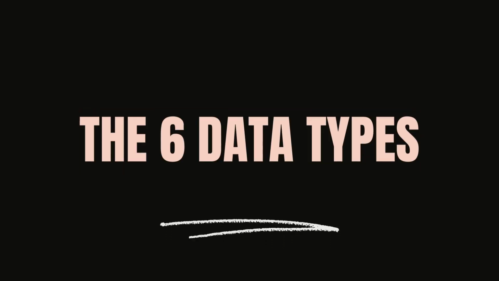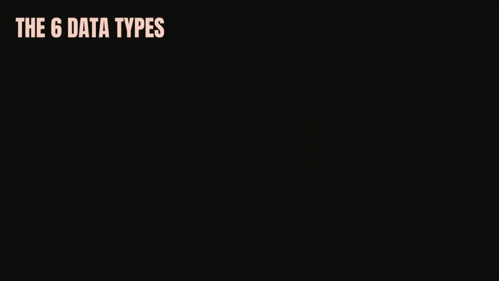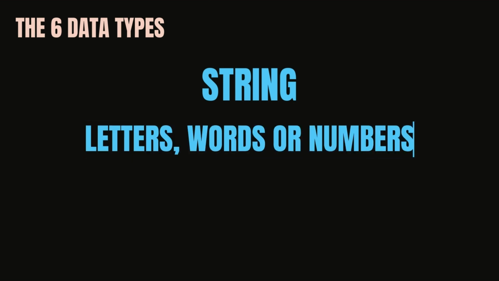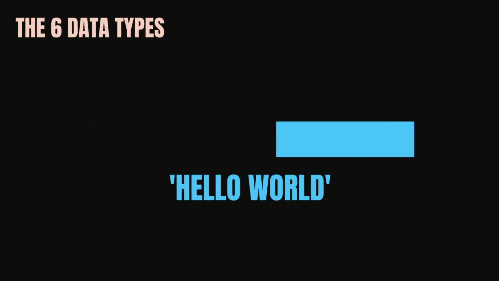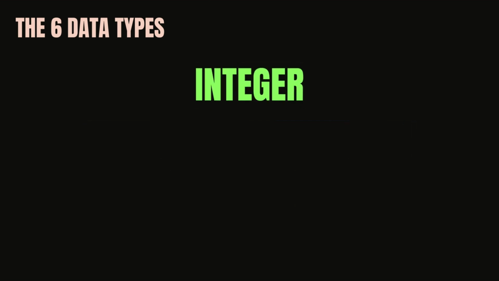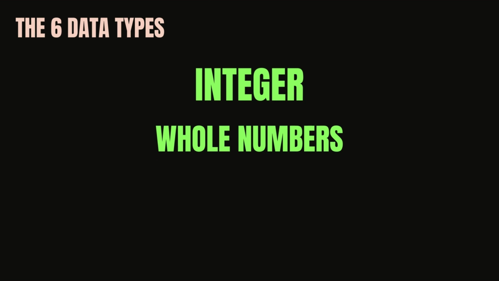This episode goes through each of the 6 data types. String. This can be used to store letters, words, or numbers. For example, hello world. Don't forget the quotations. Integer. This only stores whole numbers. For example, 97. Don't use quotations or else it will be a string.